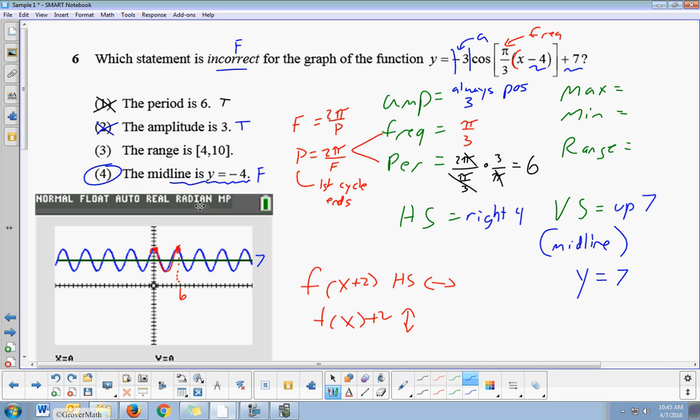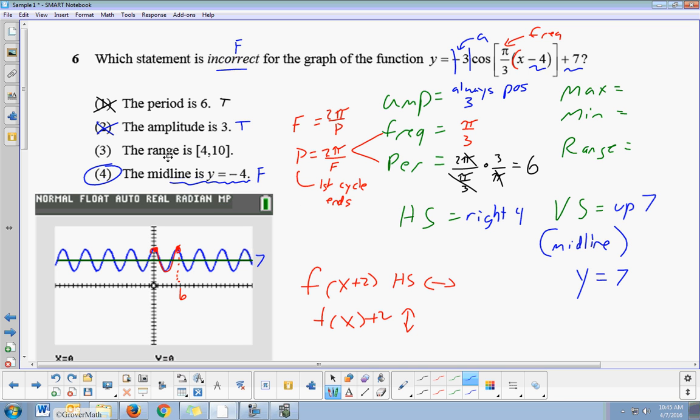So y equals -4 would happen if we had a -4 on the end and moved down. They're thinking maybe you'll fall for the -4 here means midline. But no, the -4 inside means horizontal. It would require a -4 outside to get this, but we don't have that. We have a +7 outside. So that's why it's false. That's why it's incorrect. That's why it's the answer.